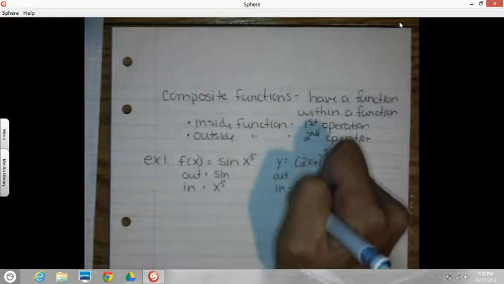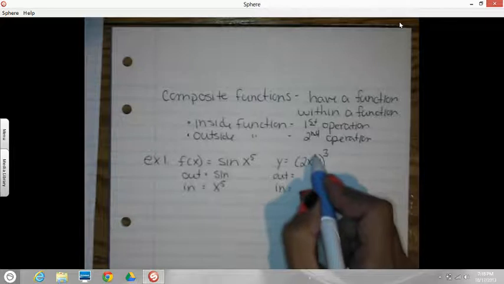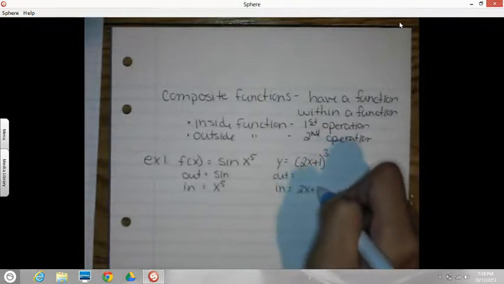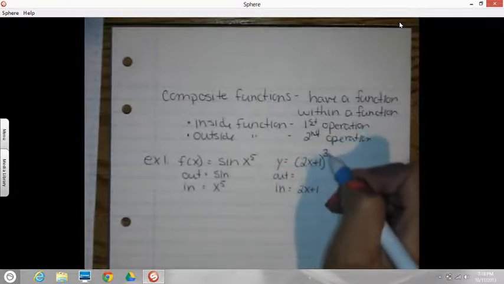Inside. Again, this is pretty obvious. The inside is going to be the stuff inside the parentheses, the 2x plus 1. After the calculator does that, the last thing it's going to do is the outside function, which is the cubing.